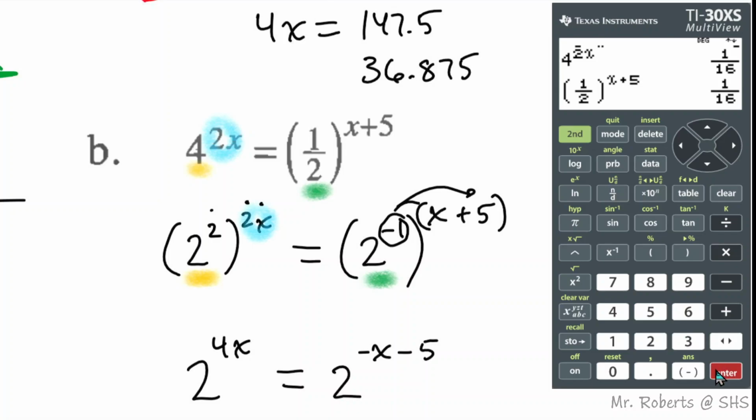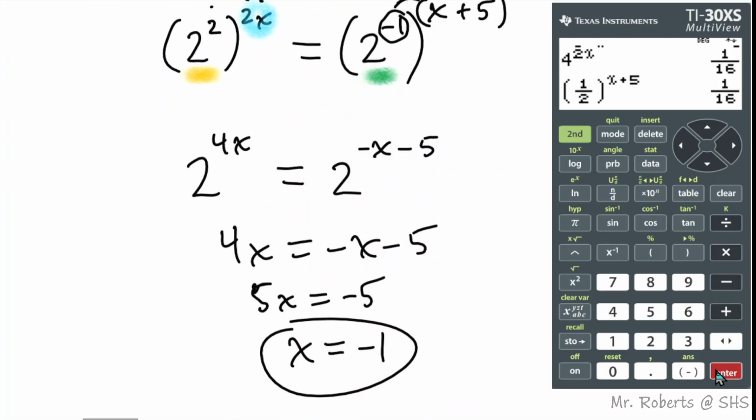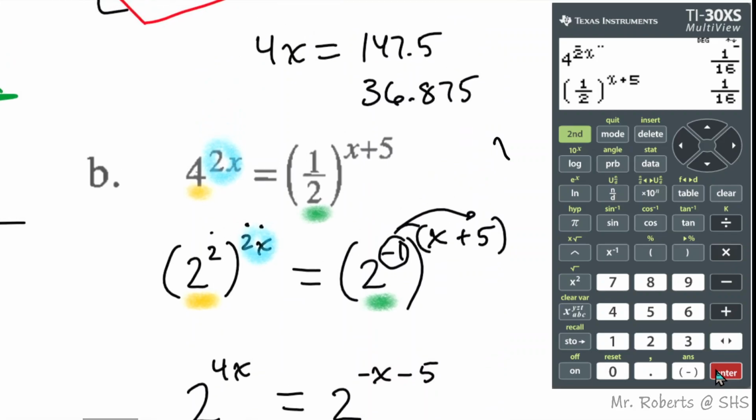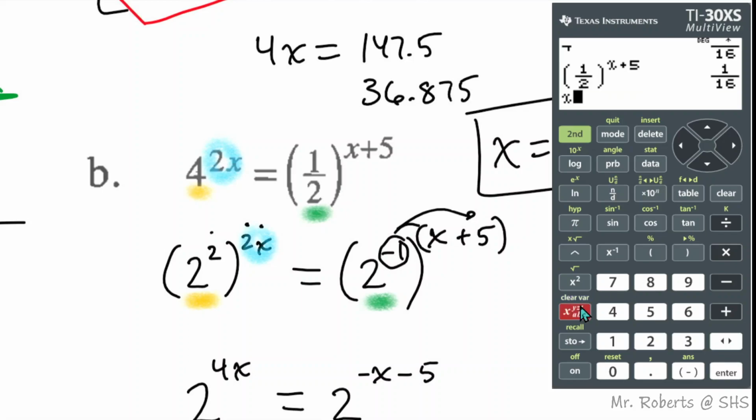So x is clearly negative 1. That was the value. And you can double check that right on my calculator. I can just say, what was x? Oh, yeah, negative 1. Very good.